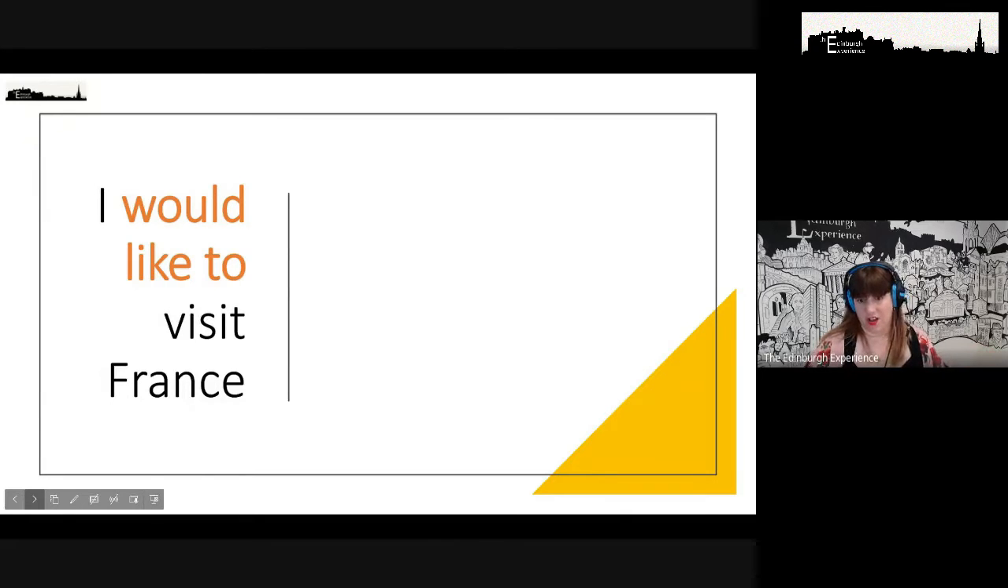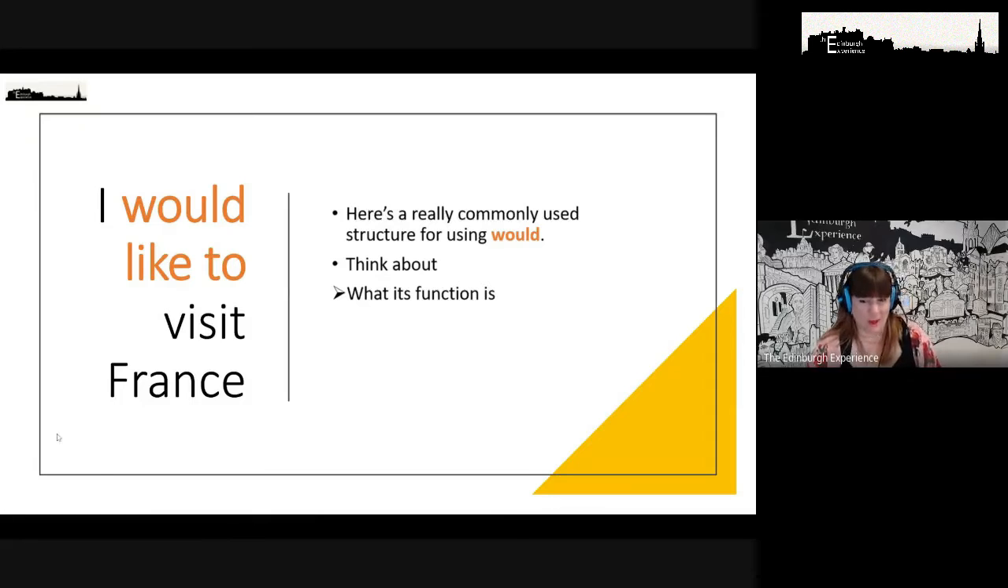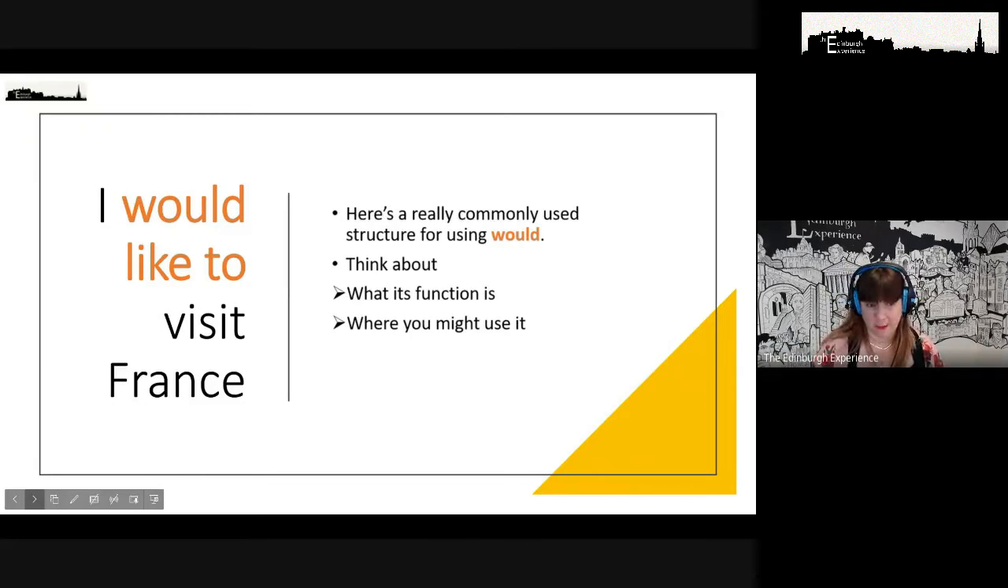So here's a very commonly used structure of would. I'd like to visit France. Yeah, really, really commonly used. What I'd like you to think about, you can just think about it to yourself, take a minute. I want you to think about what the function, what the pragmatics is of this, right? So why am I using it? What am I expressing and doing with it? In what kind of situation might you use it? So what places, what social contexts would I use it in if I'm speaking or if I'm writing?